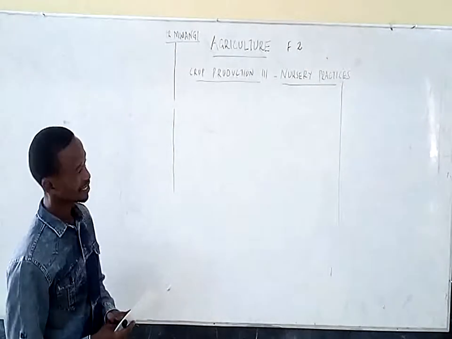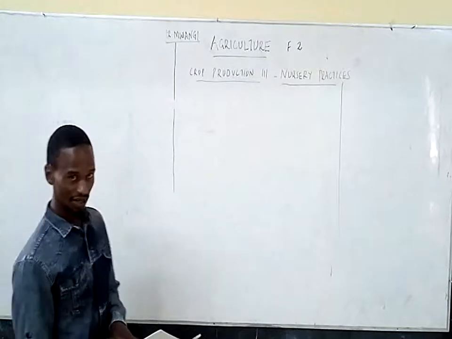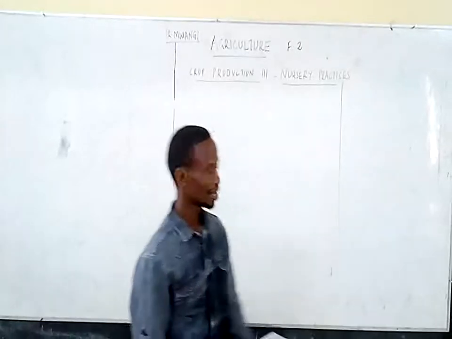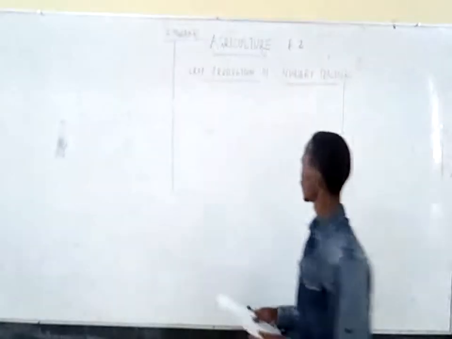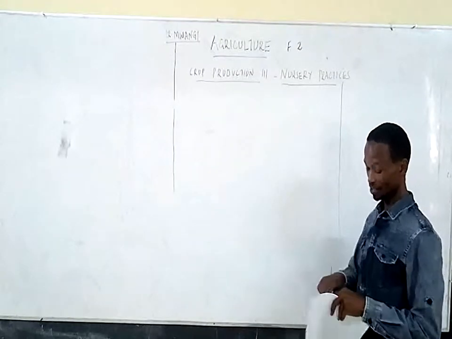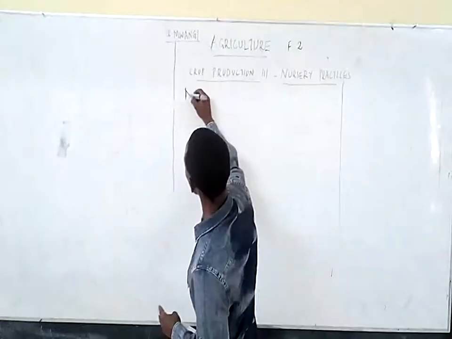So this is Agriculture Form 2, and today we are looking at crop production 3, whereby we deal with nursery practices. In our nursery practices, we are going to start by looking at what a nursery or a nursery bed is. So we start by defining what a nursery bed is.